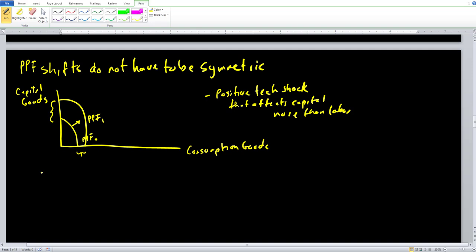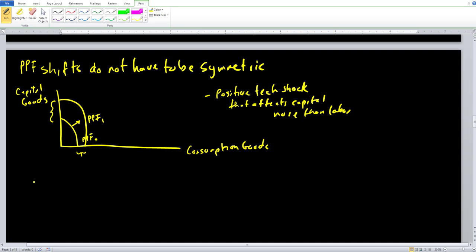So in this instance, we do notice that it's not a very symmetric shift because the tech shock that we introduce is affecting the production of one of these goods more than the other. But it still indicates some type of economic growth happening within the economy.